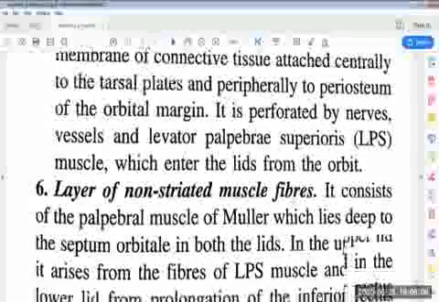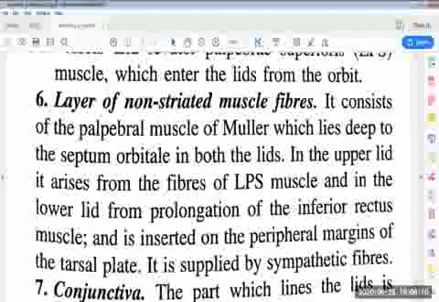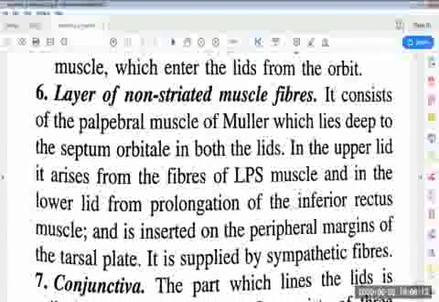Then comes the sixth layer, the layer of non-striated muscle fibers. It consists of the palpebral muscle of Mueller, which lies deep to the septum orbitale in both lids. In the upper lid, it arises from the fibers of the LPS muscle, and in the lower lid from a prolongation of the inferior rectus muscle, and is inserted on the peripheral margin of the tarsal plate, and it is supplied by sympathetic fibers.